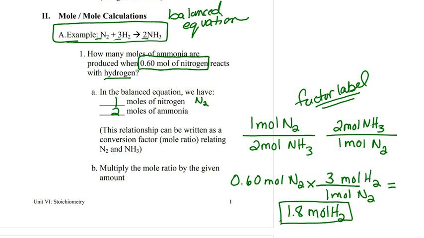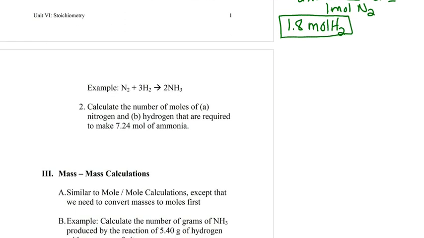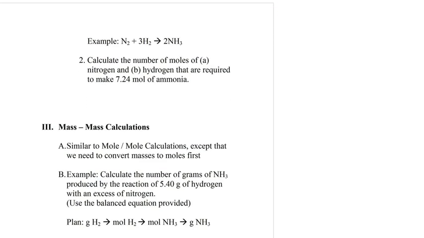You also have to worry about sig figs whenever you do any kind of factor labeling. What do you do? You just make sure you go from the given. There are 2 sig figs, so I need to have 2 in my answer. Voila! And it makes sense that you're going to need more hydrogen than you do nitrogen. Why? Because it's a 3-to-1 ratio. You need that many more times hydrogen than you do nitrogen. Hopefully you get that concept. Remember, it's very logical.